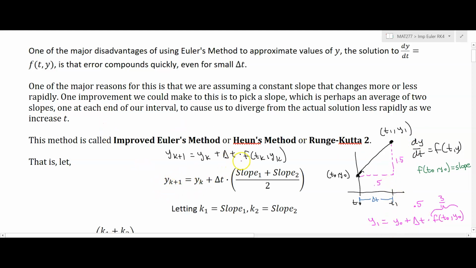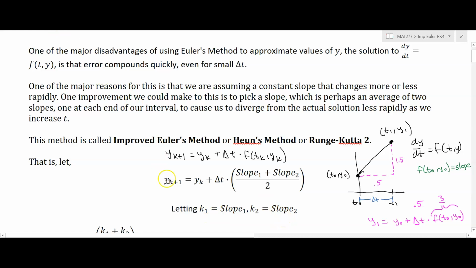But suppose that instead of having just one slope here, which is what we have, we just replaced that one slope with the average of two slopes. So notice that this parenthetical quantity is just the average of two slopes. Why the average? We'll explore this a little bit more, but it intuitively makes sense. Let's average two slopes together. Now we're not going to call it slope 1 and slope 2. We'll call it k1 and k2.